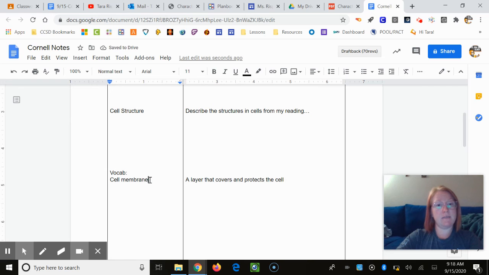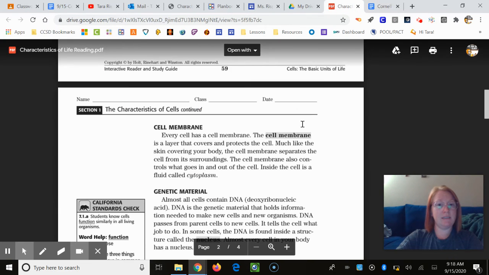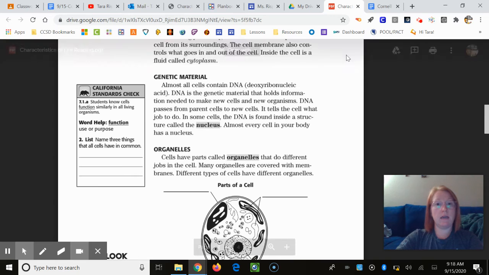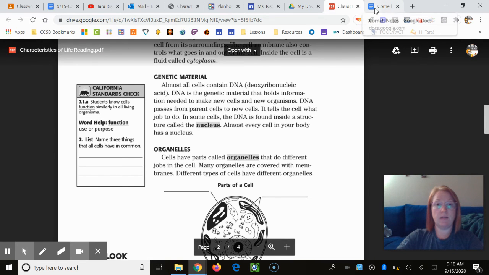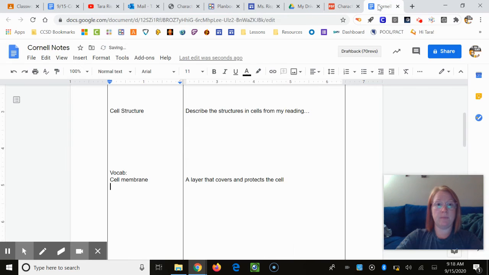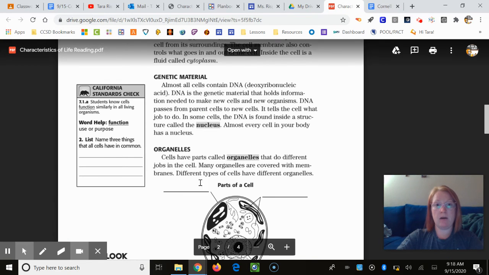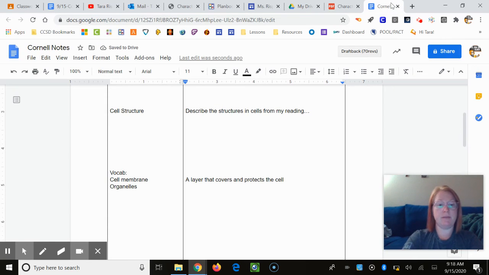And then maybe the next vocab word that I want to do is organelles. Then I would write the definition for the organelle: parts of the cell that do different jobs.